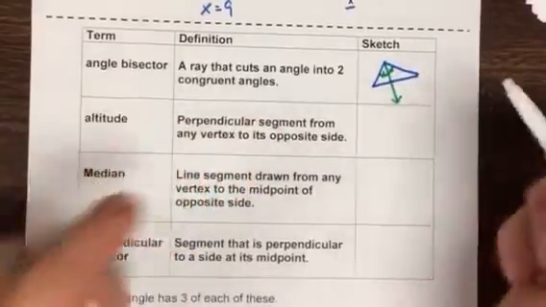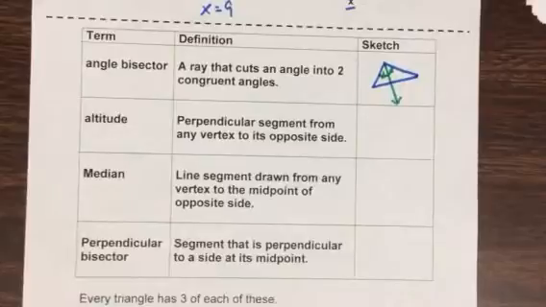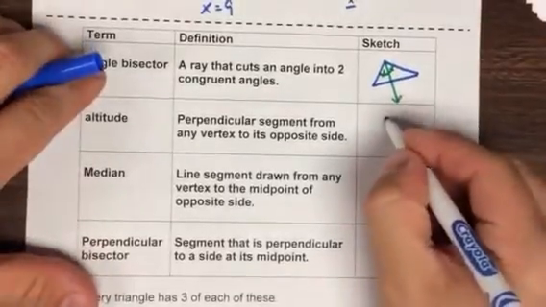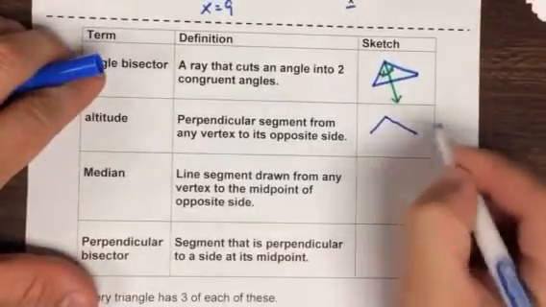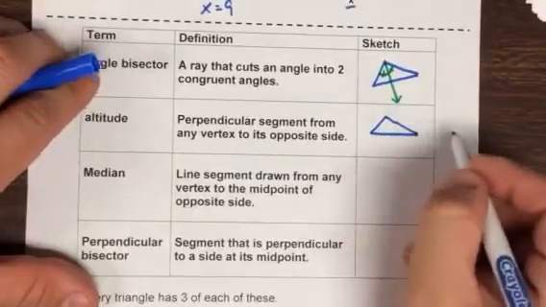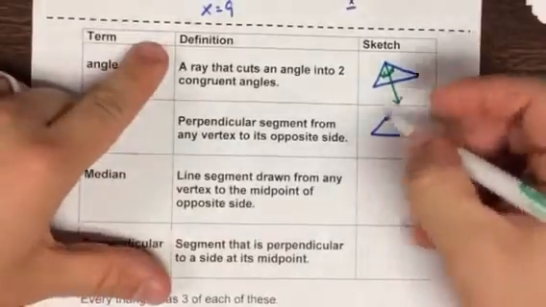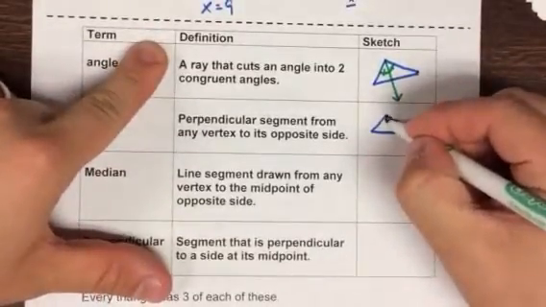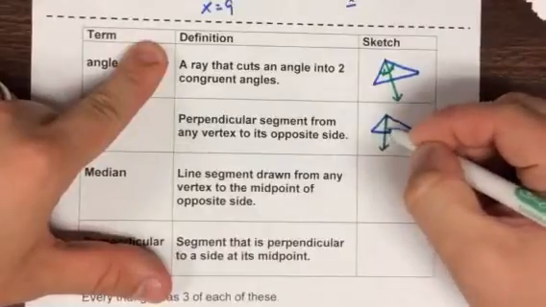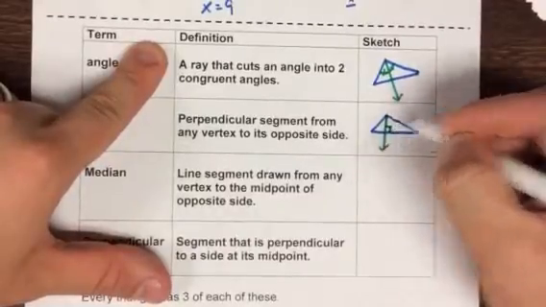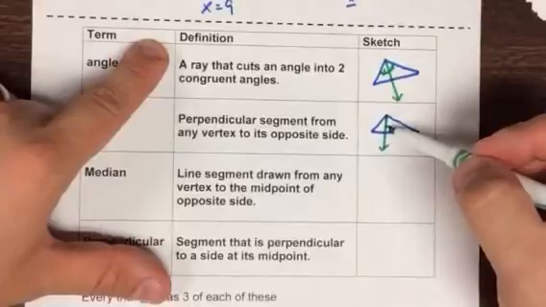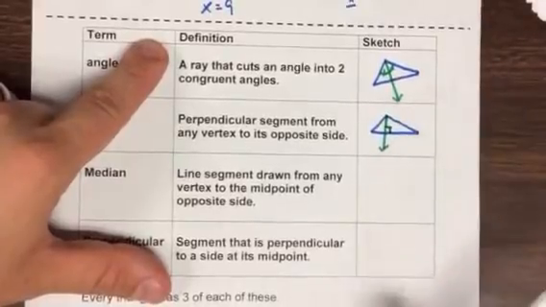Looking at my altitude. Anytime I have an altitude, it means that it is going to be perpendicular from any vertex to its opposite side. So if I want to draw my altitude, I'm going to draw it straight down here, like so, and I'm going to put a 90-degree angle right there. That would be an altitude because it is perpendicular to the opposite side through a vertex.